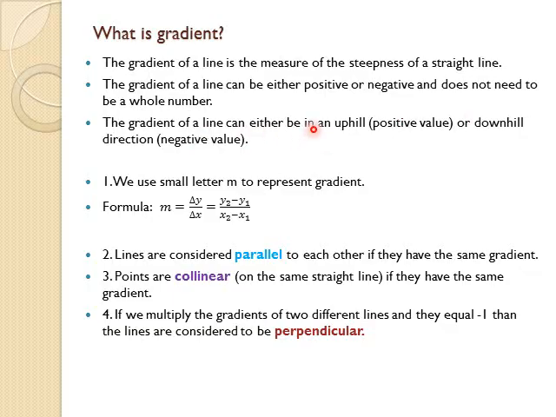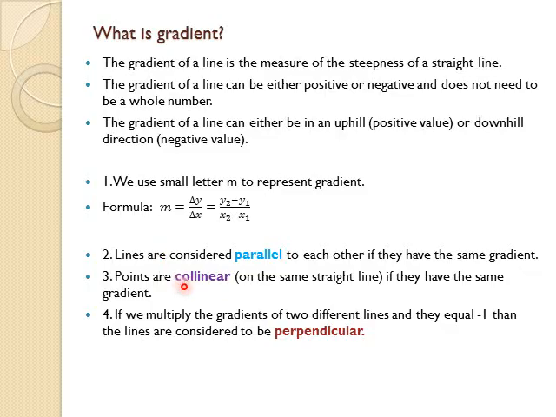So uphill goes from quadrant 3 to 1, or from quadrant 2 to 4 is downhill. In short, we use the small letter m to represent gradient, and that is the change of y over the change in x, or written differently, (y2 minus y1) over (x2 minus x1).